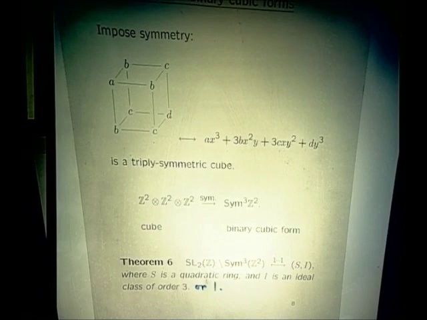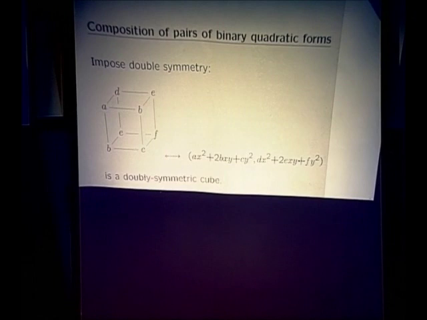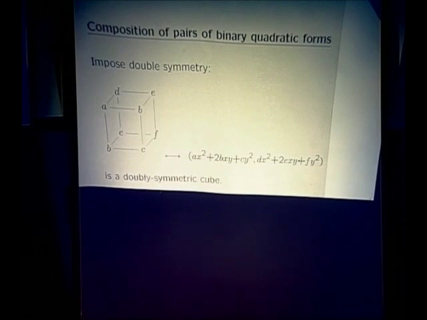Okay. So maybe I'll just give one more quick example. Instead of imposing triple symmetry on the cube, one could have imposed double symmetry. So that just means that the front face and the back face are both symmetric matrices. And so what do such cubes correspond to? Well, the front face is a binary quadratic form, and the back face is a binary quadratic form. So a doubly symmetric cube you can think of as a pair of binary quadratic forms. Right? The front face is a binary quadratic form, and the back face is a binary quadratic form.